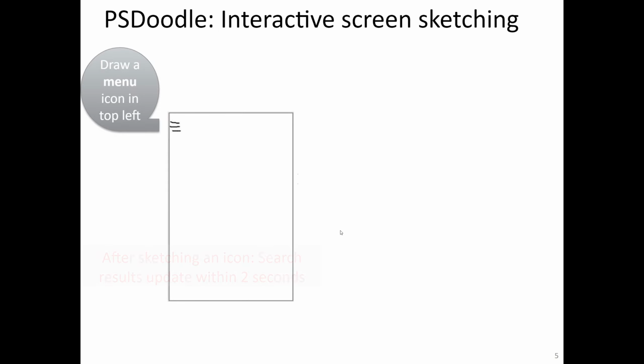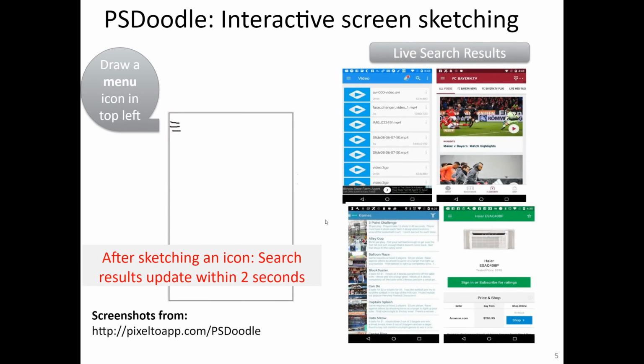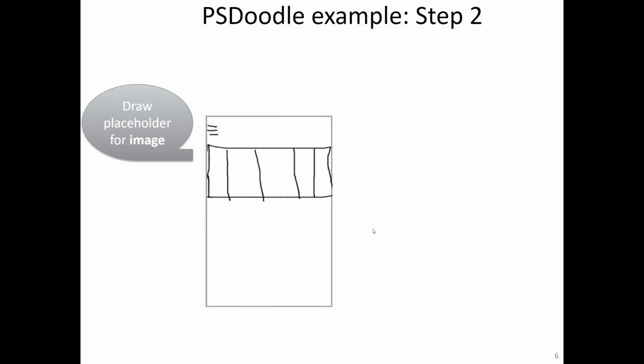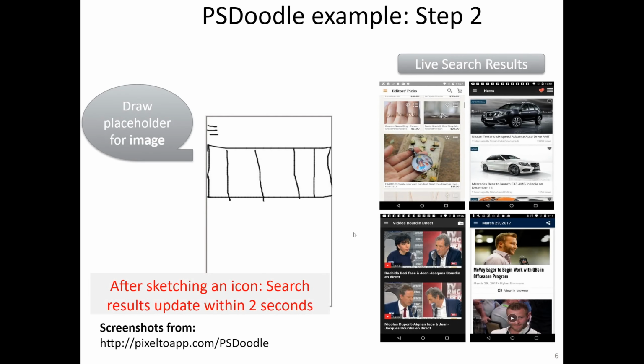Here comes PSDoodle, our approach, which uses an interactive screen sketching approach, where you draw one UI element like a menu icon at the top left, then within 2 seconds, it brings you app screens with the menu at the correct position. Then you add an image there, and again it updates the search results with menu and image at their corresponding positions.